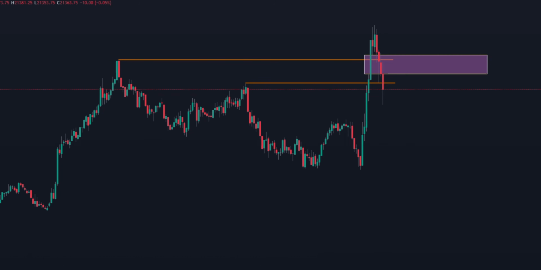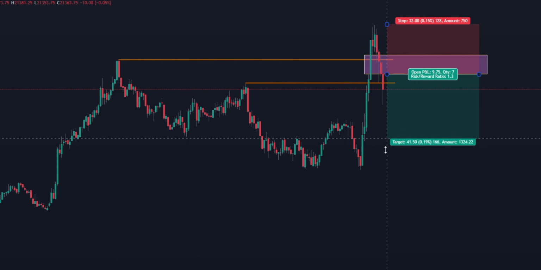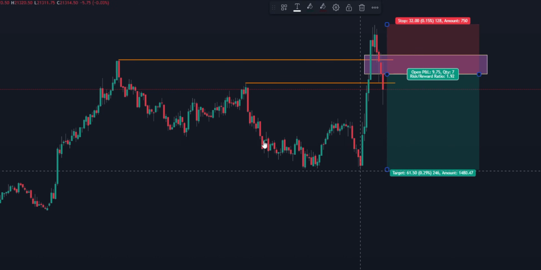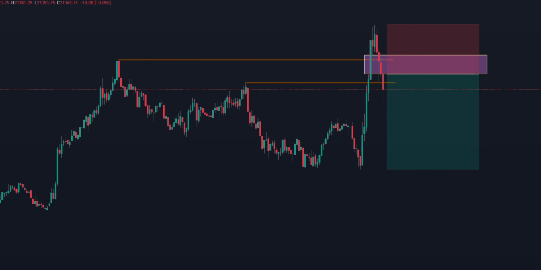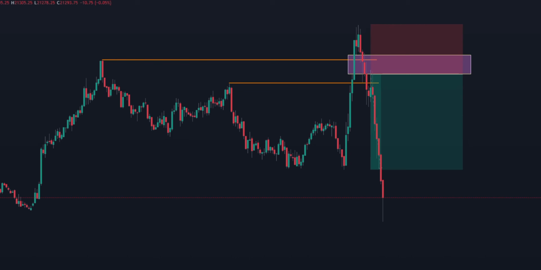That's where we place our entry, with the stop loss just above the last high and our take profit at the next liquidity zone below. Let's play it out and see what happened. As you can see, price came back to our entry, reacted perfectly to the zone, and went straight to our take profit. Clean setup, precise execution.